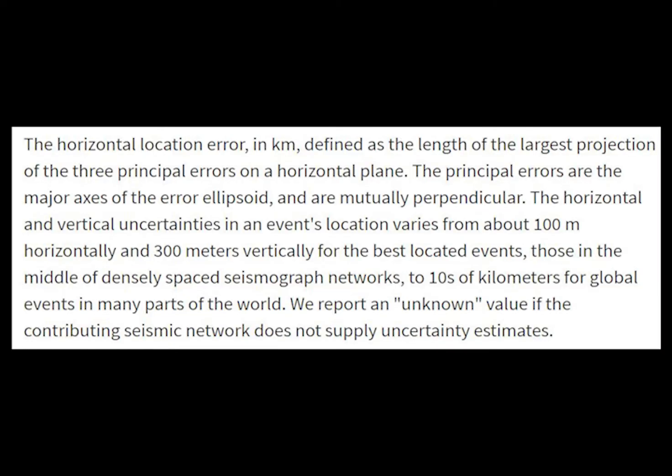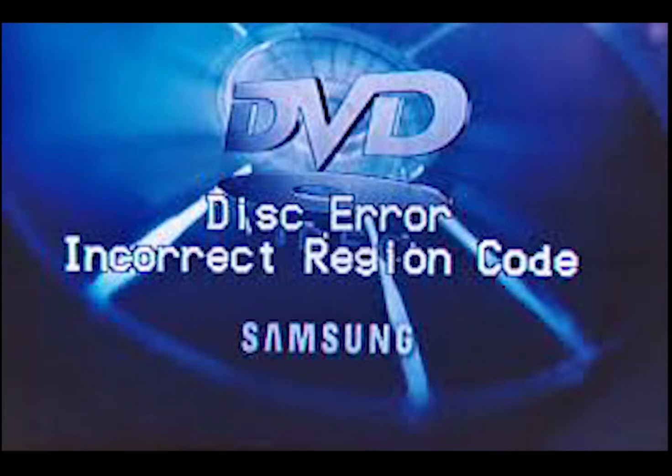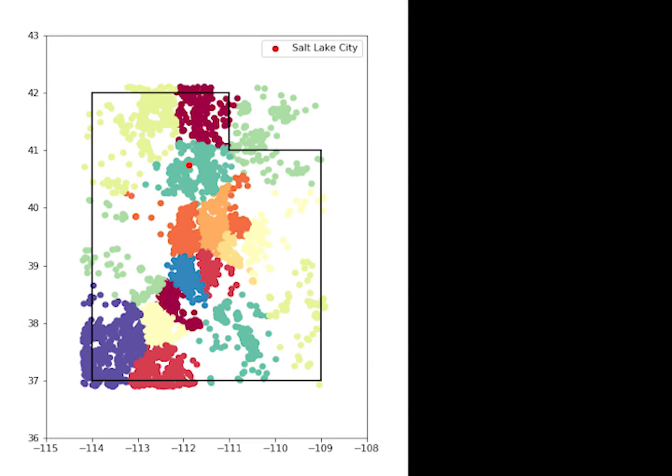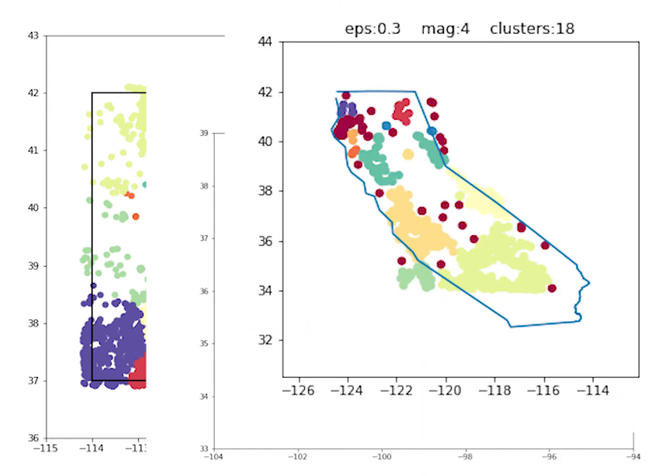The horizontal location error, in kilometers, defined as the length of the largest projection of the 3 principal errors on a horizontal plane. The principal errors are the major axes of the error ellipsoid and are mutually perpendicular. To look at the error in different regions, we used k-means clustering to generate relatively equally sized clusters. Beautiful clusters. Look at these clusters.